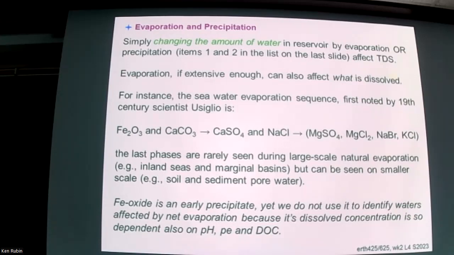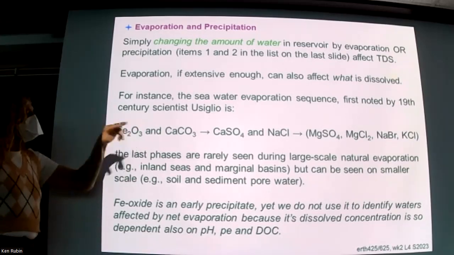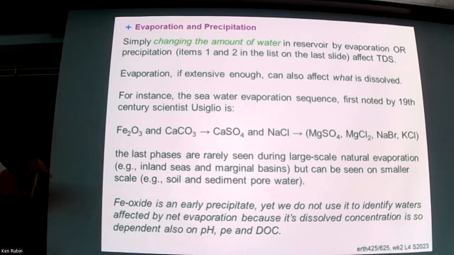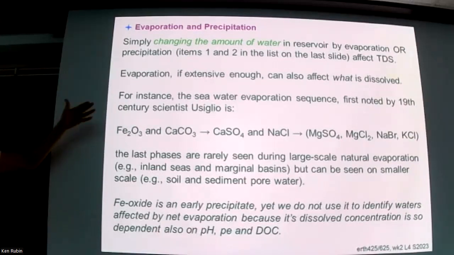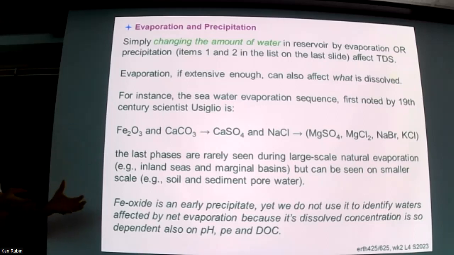So the first thing to note is what happens when we evaporate water. Probably people have been evaporating water since who knows when. I don't know when they started looking at minerals, but the person who is given credit for it is a 19th century Italian scientist who took seawater and slowly started to dry it down and look at the minerals that were formed. So dry a little bit, filter it out, put it on a paper, look at it under a microscope, keep drying it and keep looking at the mineral phases.